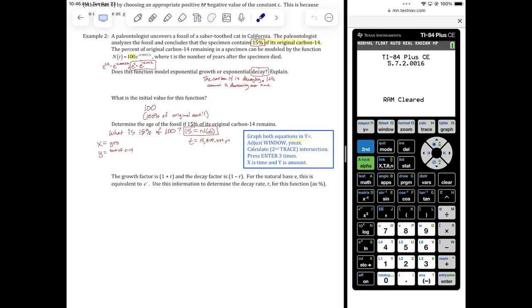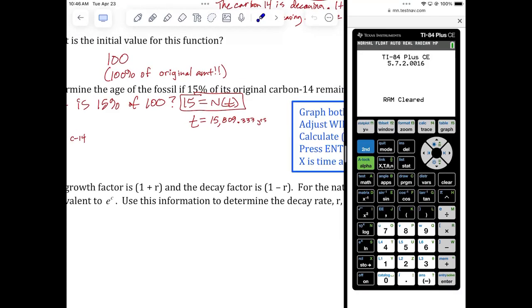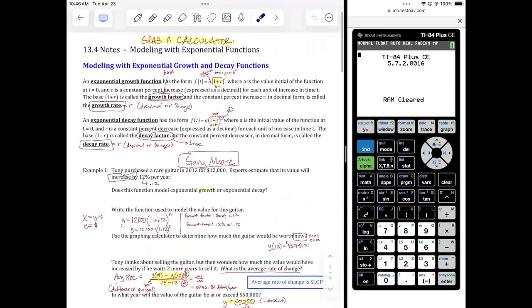Just to pick up where we left off yesterday, we had the paleontologist trying to figure out how old the bone was by using carbon-14 dating. We are on the last part right here. It says the growth factor is 1 plus r, and the decay factor is 1 minus r. We know that, that's from the form way up here.